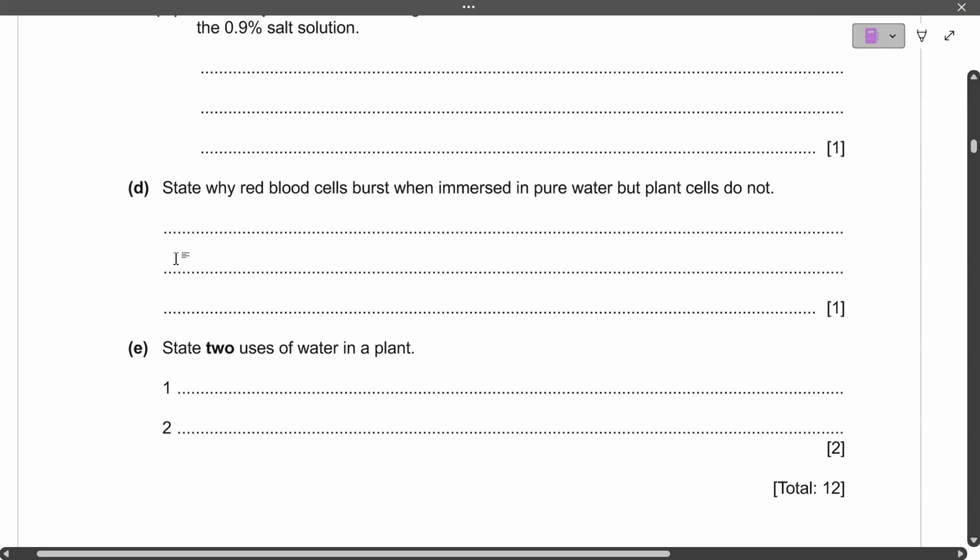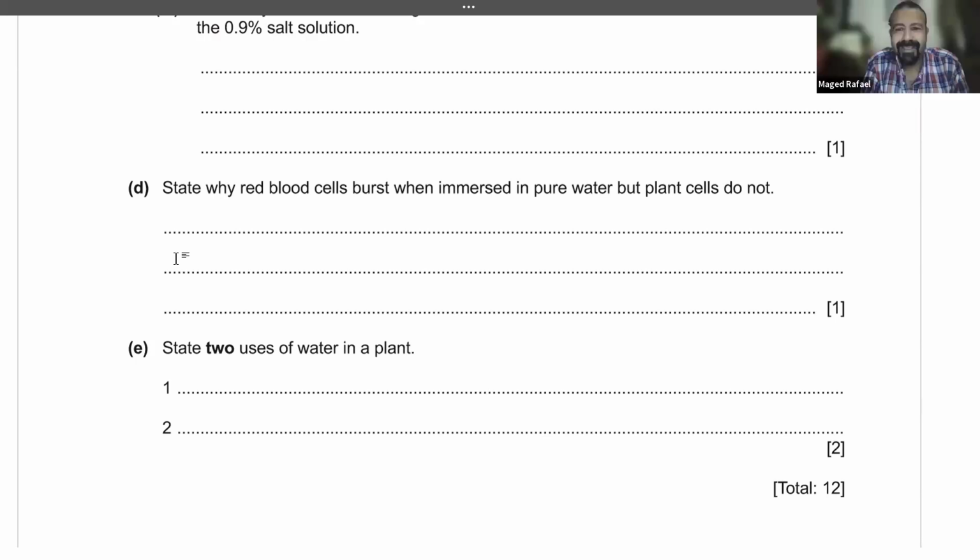Because plant cell has a thick cell wall. It is just 1 mark. If you don't know the answer, think well about the difference between plant cell and animal cell, and definitely you will go for cell wall. You will write the exact answer, as you said: because plant cell has a thick cell wall.